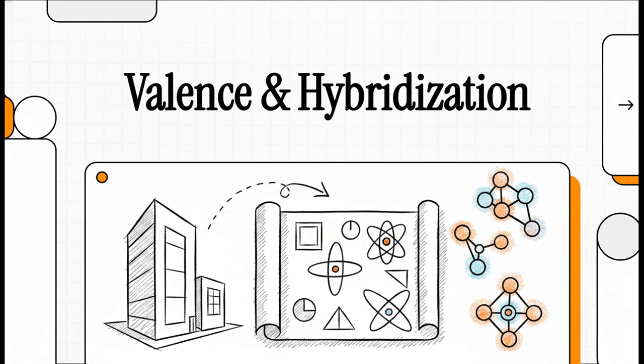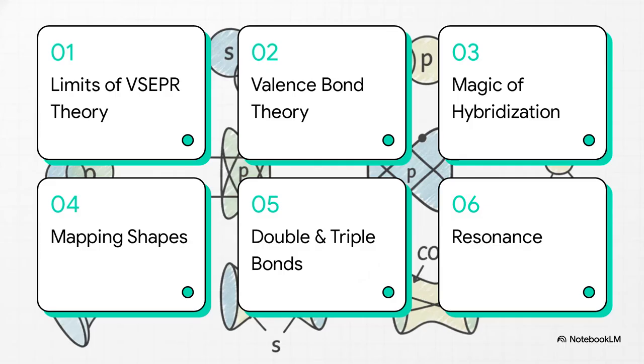Okay, let's dive into this. Here is our roadmap for today. We're going to look at the limits of VSEPR theory, then unpack valence bond theory, explore the magic of hybridization, map those shapes directly to orbitals, construct some multiple bonds, and finally wrap up with resonance. Don't worry, we're going to build this logic step by step.